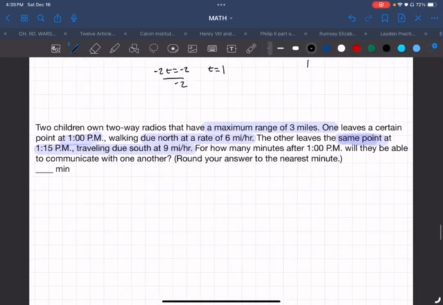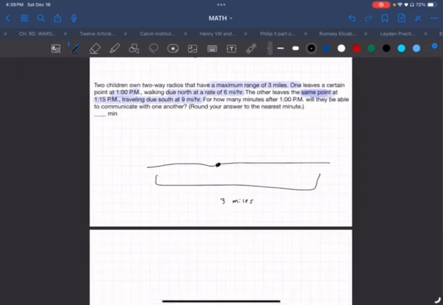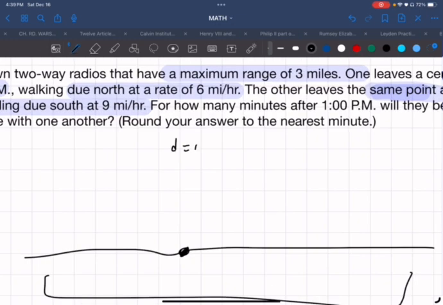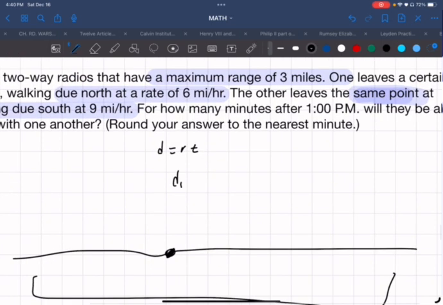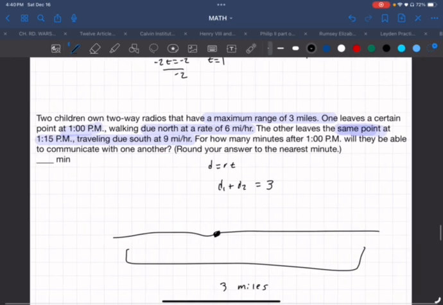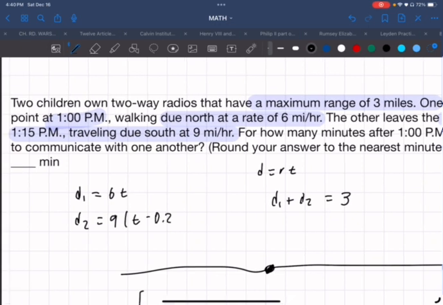Okay, so the range is 3 miles. So this is a certain point. One is walking due north, one is walking due south. And then this has to be 3 miles, this is so ugly. Anyway, this is equal to time. So the distance D1 plus D2 has to equal 3 miles. And then rate times time: D1 equals 6t, D2 equals 9, and it would be 15 minutes later again, so 0.25. It would be t minus 0.25. Let's just go with that.